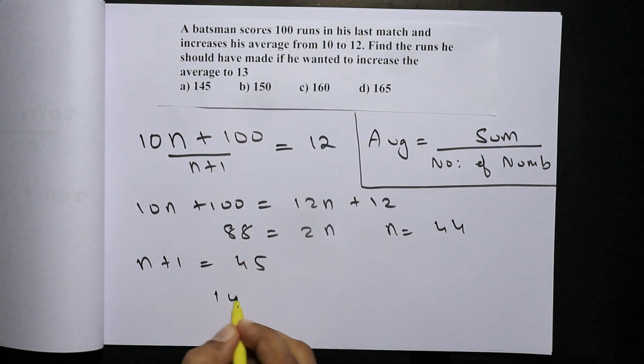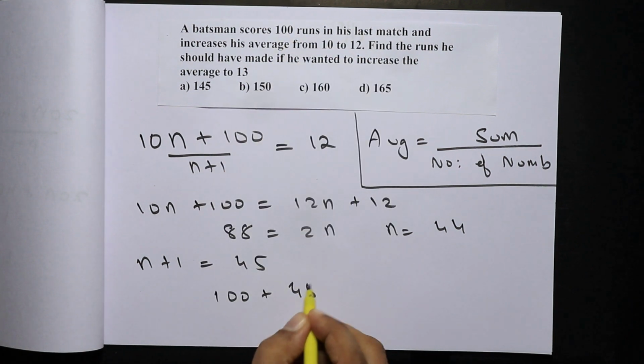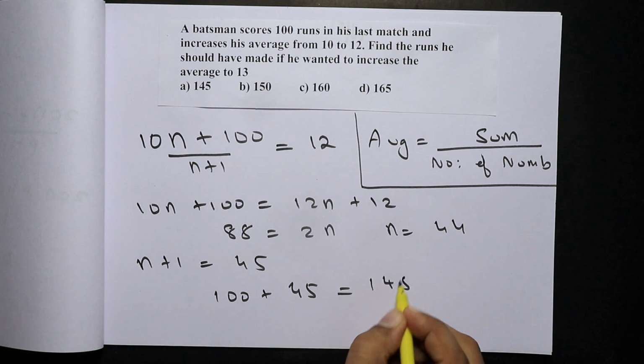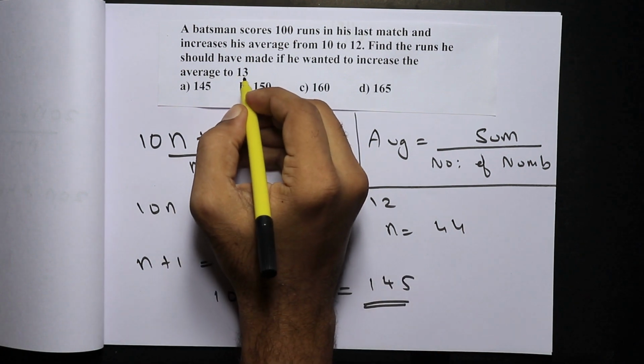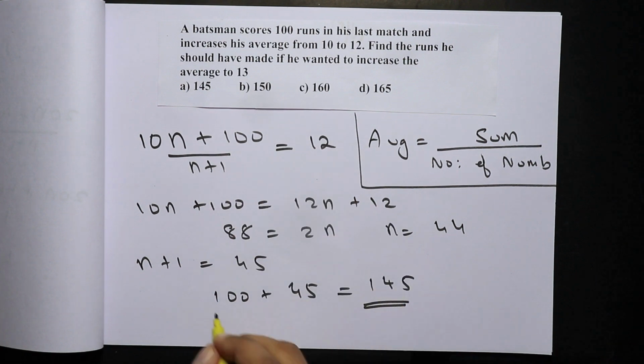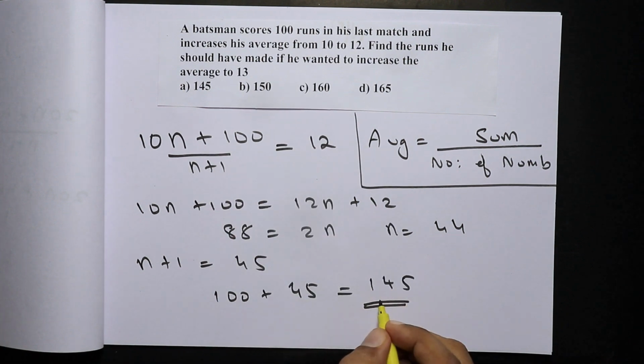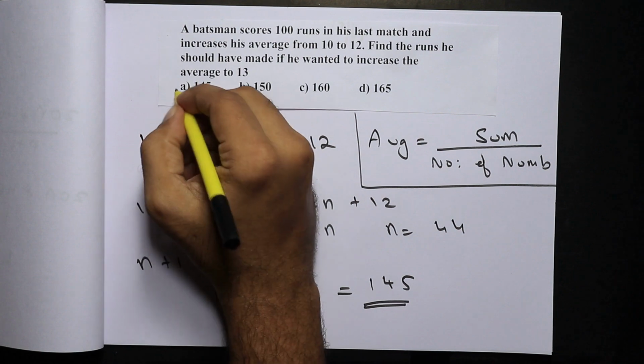Already he has scored 100 runs, he should have scored 45 more. So he should have scored 145. Then his average will increase to 13. So he should have scored 45 more than 100, he should have scored 145. Hence A is the right answer.